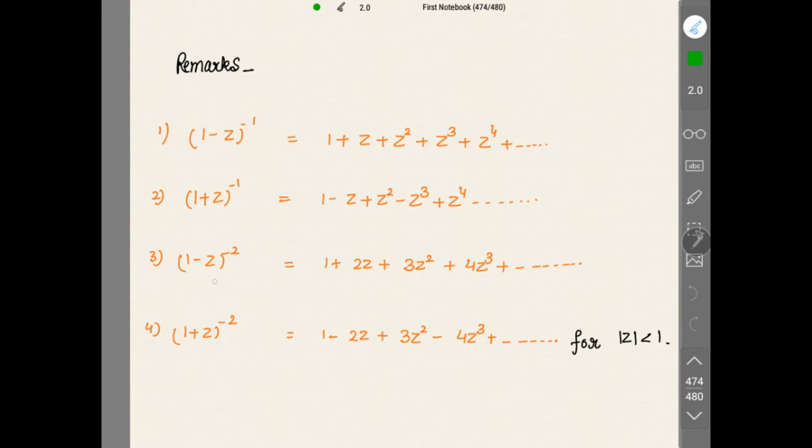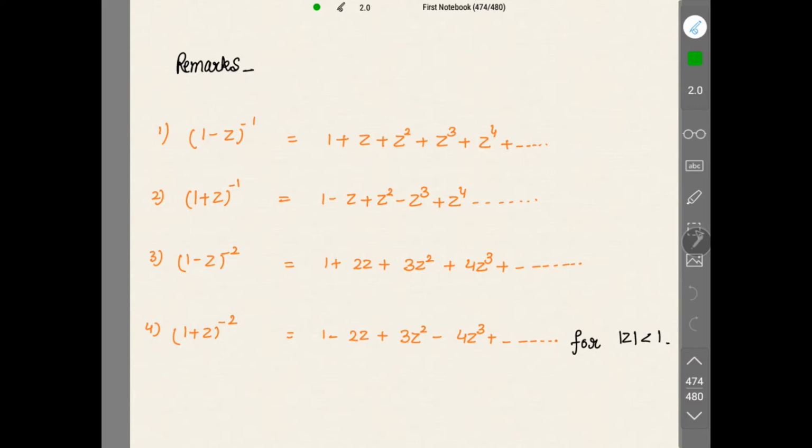Again, 1 minus z to the power minus 2, we have the negative sign, so all the terms are positive. So this is equal to 1 plus 2z plus 3z square plus 4z cube, and so on. Then 1 plus z to the power minus 2. Again, we have alternating signs in the series. That is 1 minus 2z plus 3z square minus 4z cube plus so on.